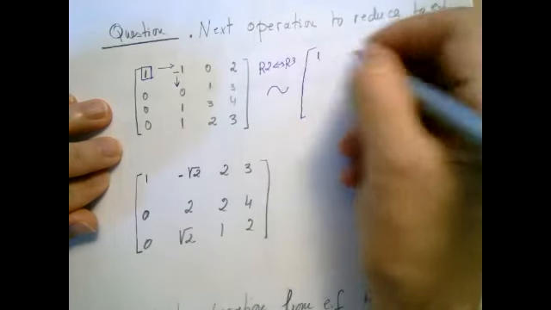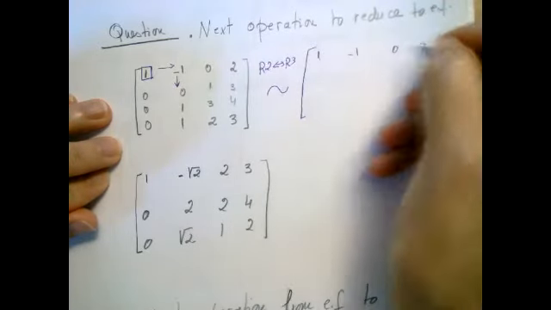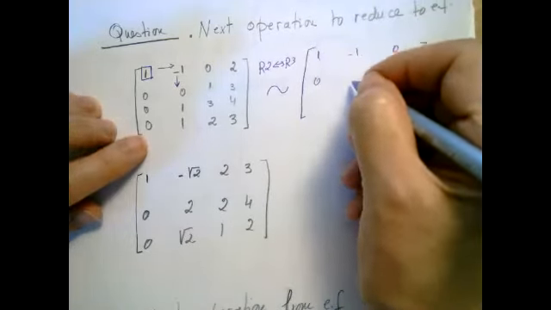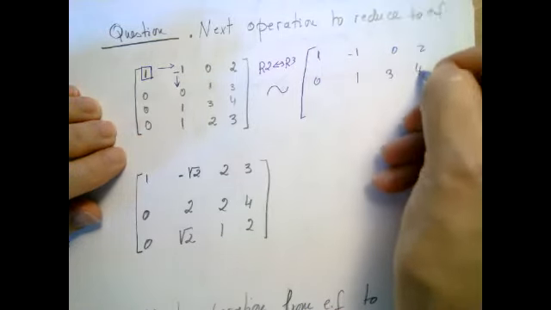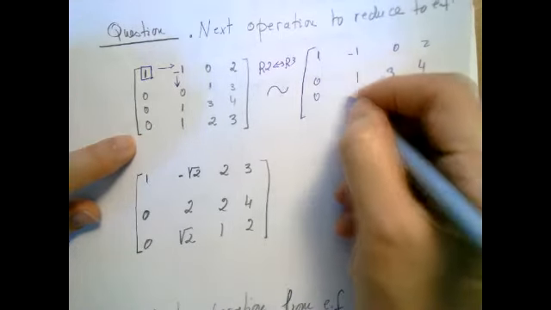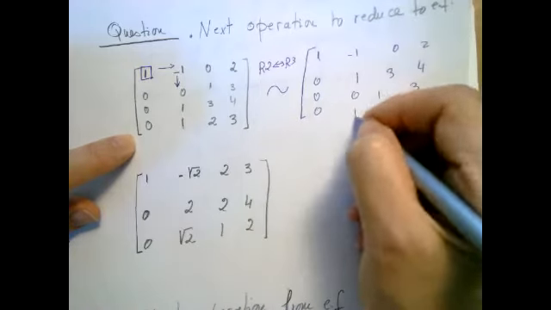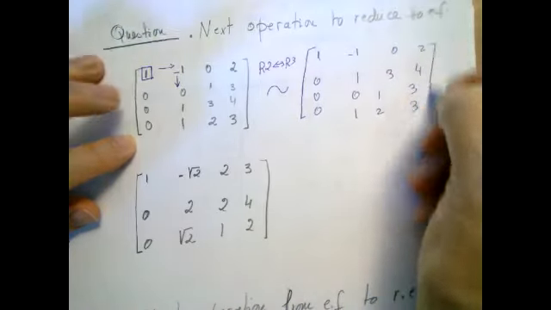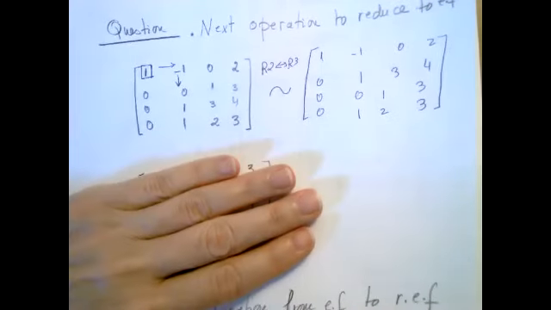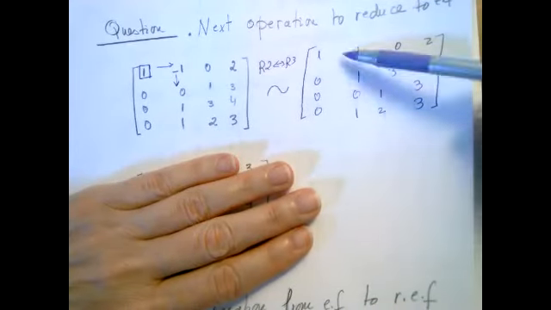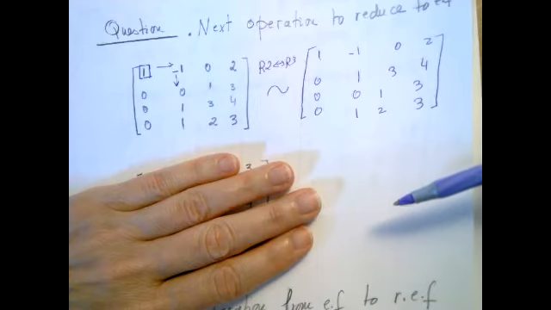Okay, so it's going to give me a 1, minus 1, 0, 2, 0, 1, 3, 4, 0, 0, 1, 3, and 0, 1, 2, 3. So that should be the next operation. All right, let me push you one more. What would you guys do after that, quickly?